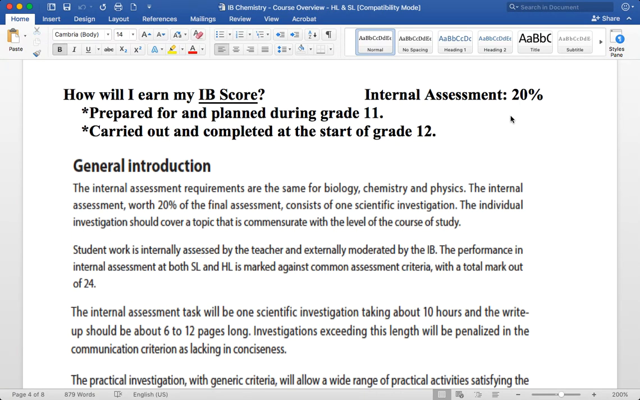The other 20% comes from what's called your internal assessment, which is really a big lab report. You're going to prepare for this by doing small experiments and small lab reports throughout grade 11. We'll also normally do the planning for this at the end of grade 11, and then you'll carry out and complete your investigation and the lab report at the start of grade 12.